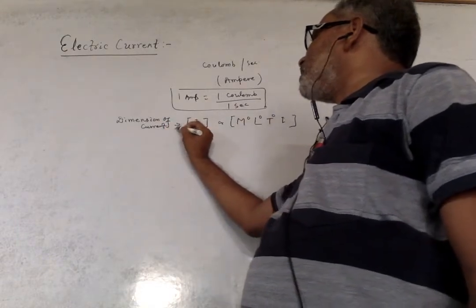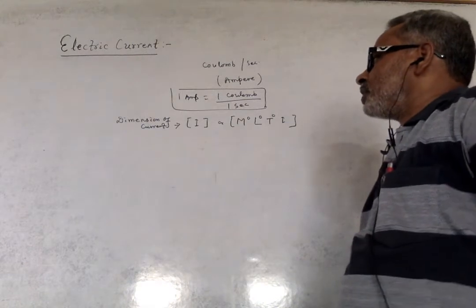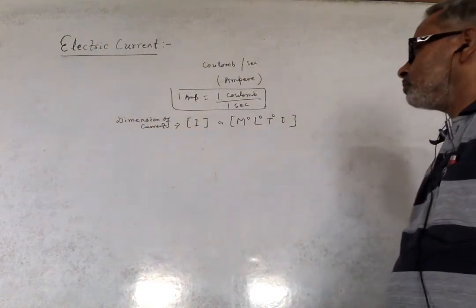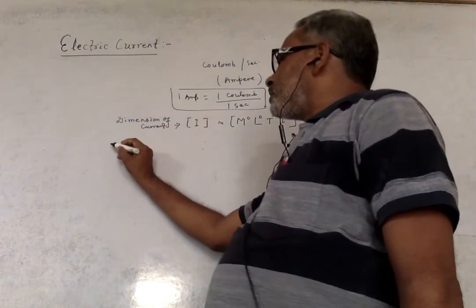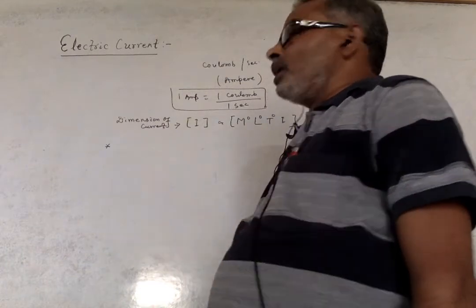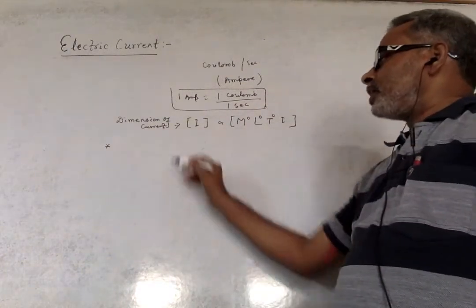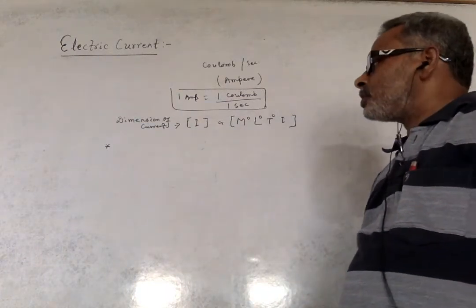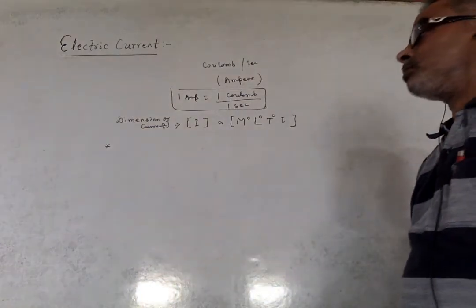Electric current is a fundamental quantity. Electric current is a scalar quantity, since it does not obey the vector rule.